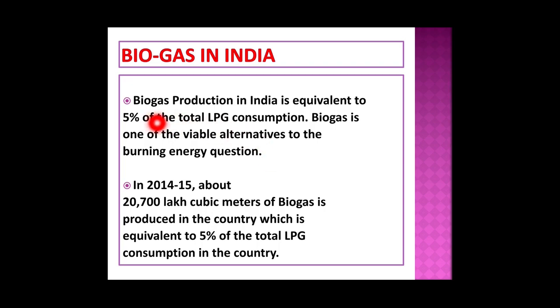Now the status of biogas production in India is equivalent to 5% of total LPG consumption. Biogas is one of the very viable alternatives to the burning energy question. This means that biogas, if developed properly, can be very effective and can support a lot of energy requirements in India. In 2014-15, about 20,700 lakh cubic meters of biogas was produced in the country, which is equivalent to 5% of the total LPG consumption in the country. So this is the data about biogas production and consumption in India.